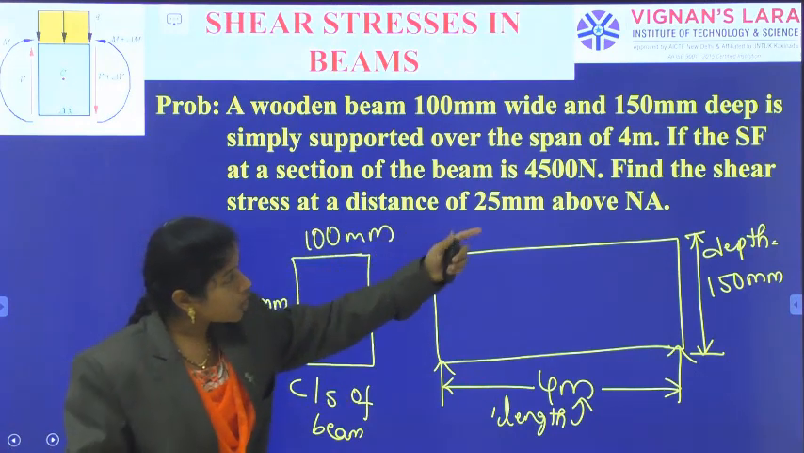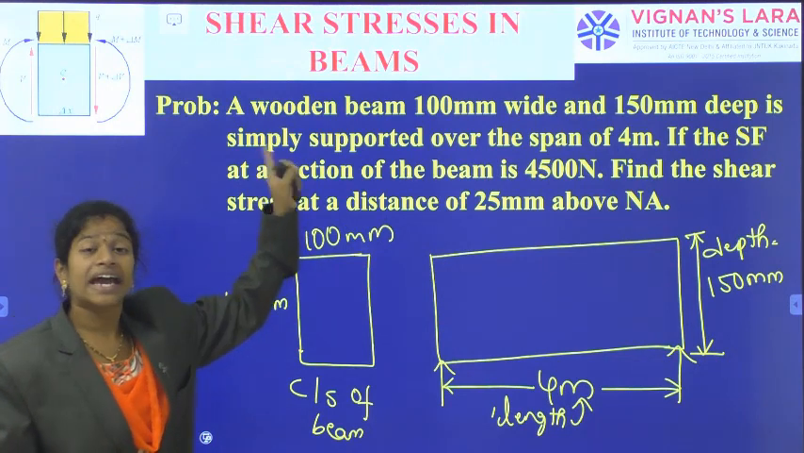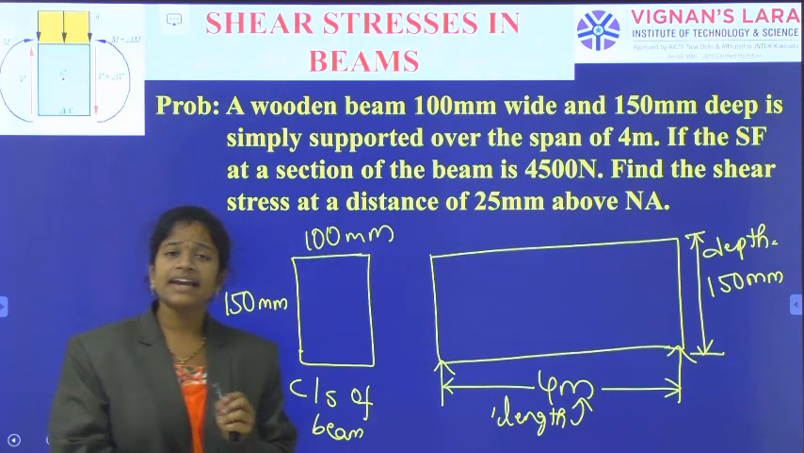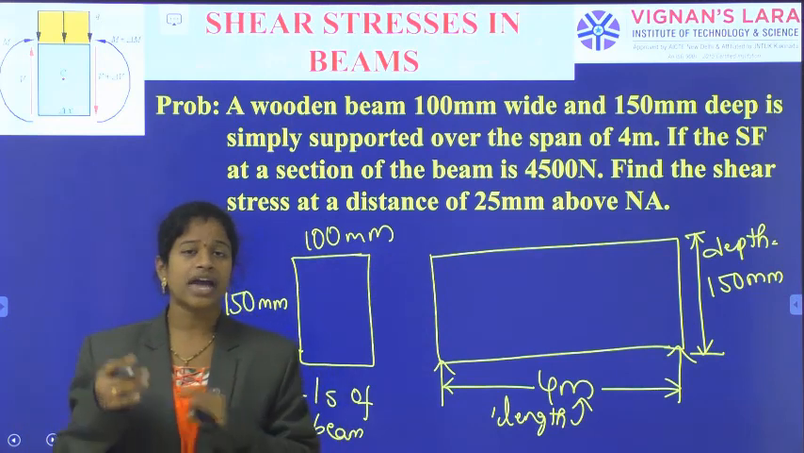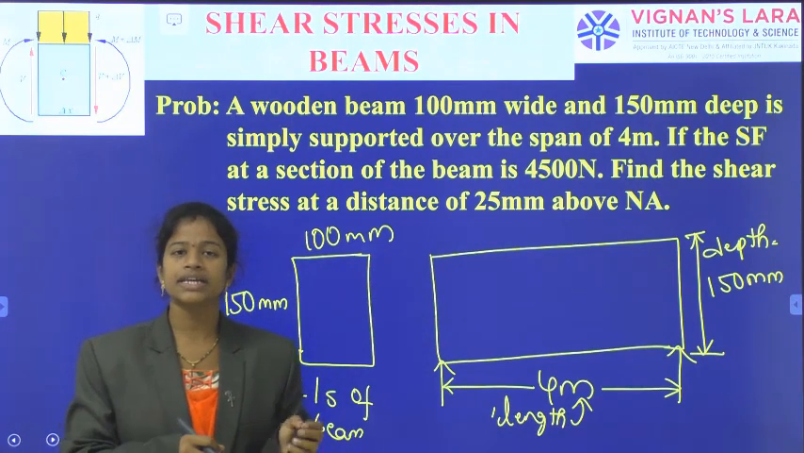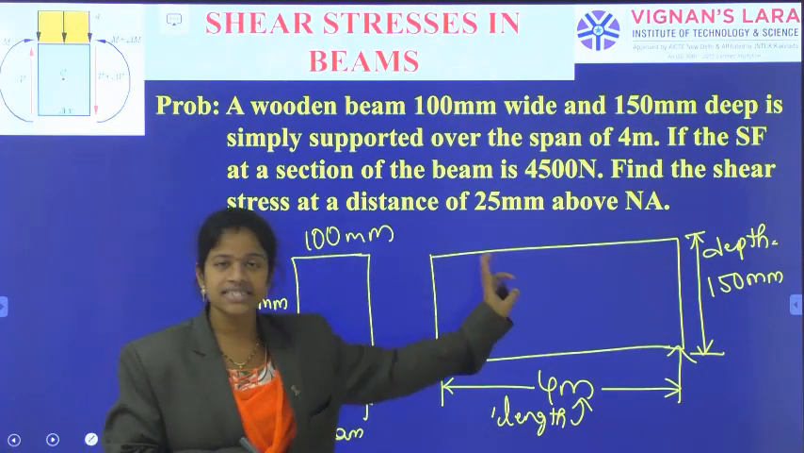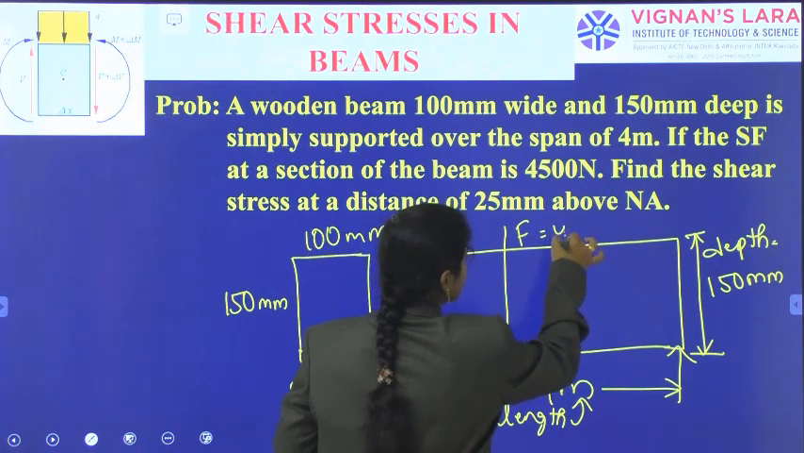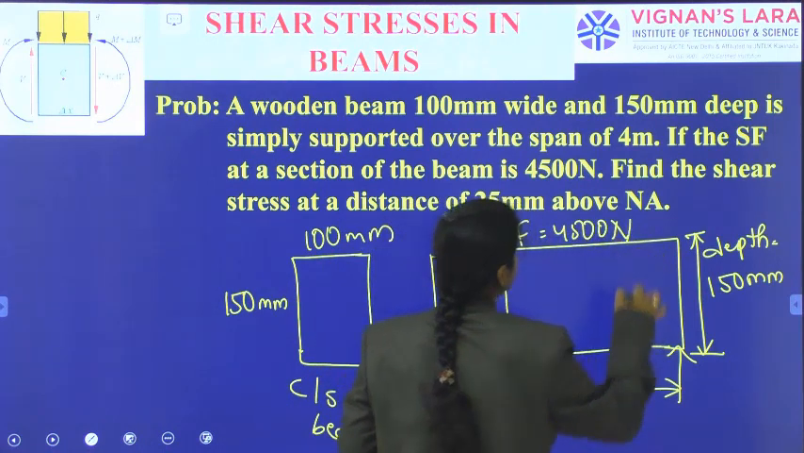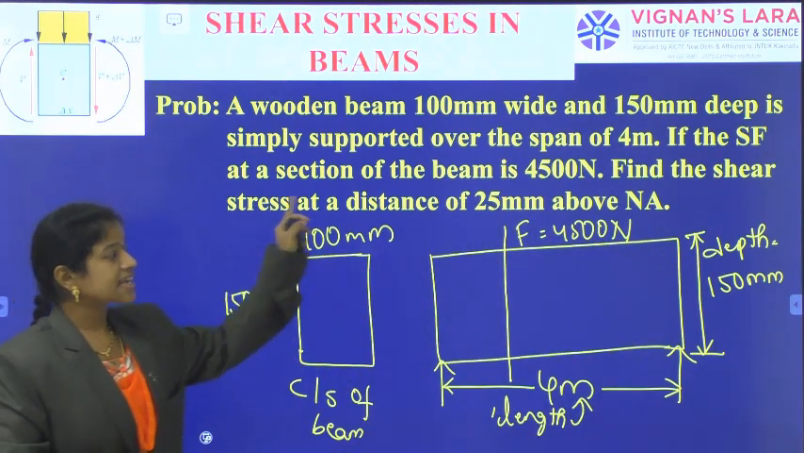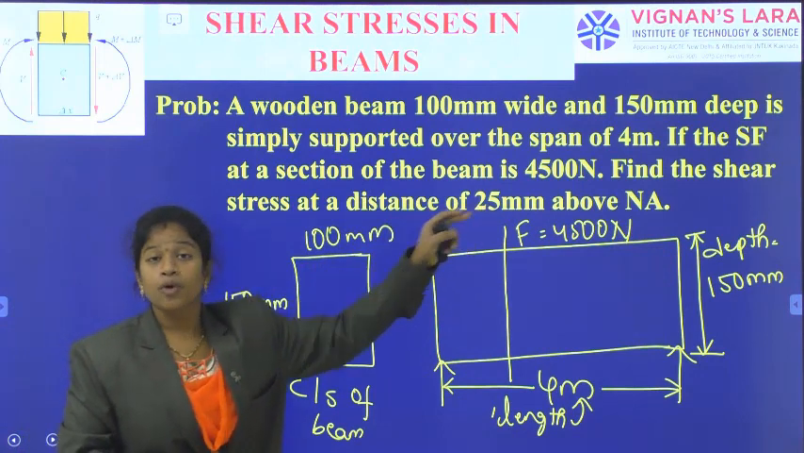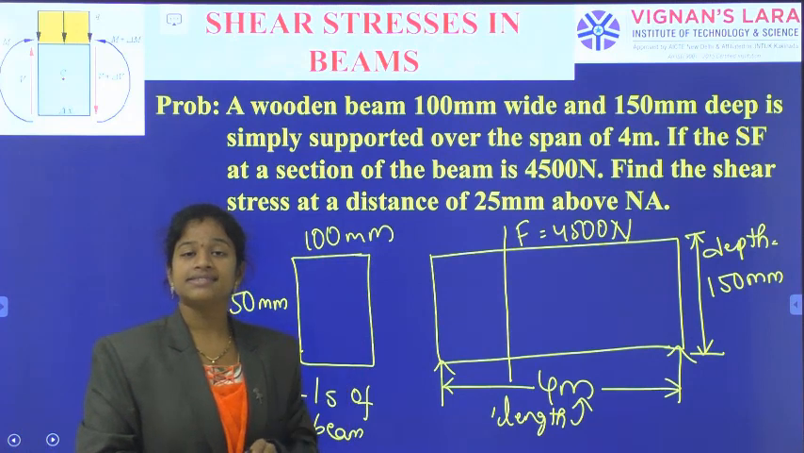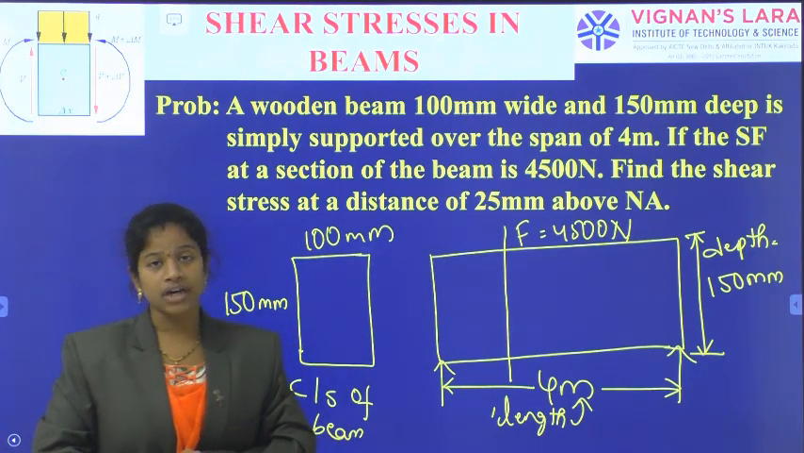Okay, and on this, the shear force at a section is 4500 newtons. They are not indicating the loading value, they are not asking us to calculate anything, only indicating the shear force acting at some section. Maybe at some section F is indicated as 4500 newtons. Now find the shear stress at a distance 25 mm above the neutral axis. I have to calculate the shear stress acting at a distance 25 mm above the neutral axis.